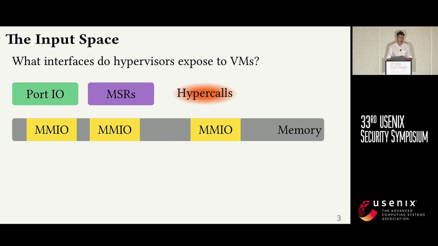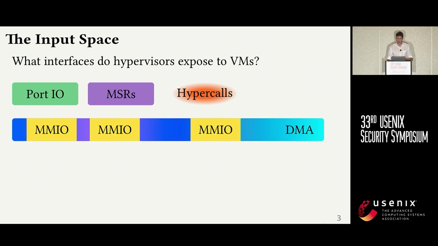We also have hypercalls, which are specific to virtual machines, and hypercalls are kind of this rapid method of communication between VMs and the hypervisor. The way they work is that there's a special hypercall instruction, and each hypervisor can decide on its own calling convention and which registers to use to communicate arguments between VMs and the hypervisor.